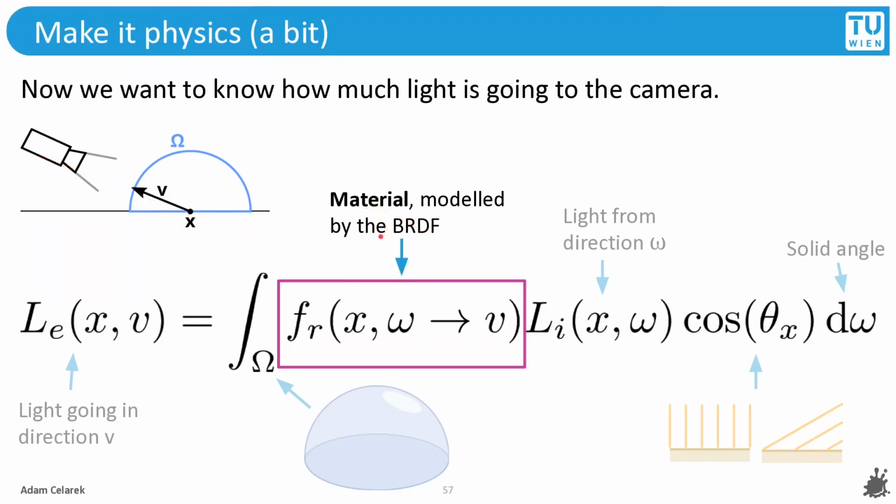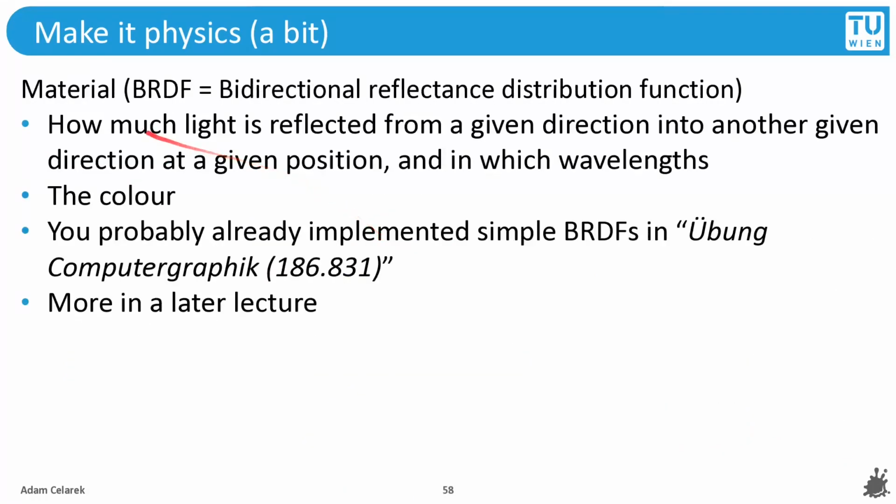The material is modeled by the BRDF. The BRDF means bidirectional reflectance distribution function. It tells us how much light is reflected from a given direction into another given direction at a given position and in which wavelengths. So the wavelengths basically means the color. You probably implemented some simple BRDFs in one of the previous courses. And we will cover that in more detail in later lectures.